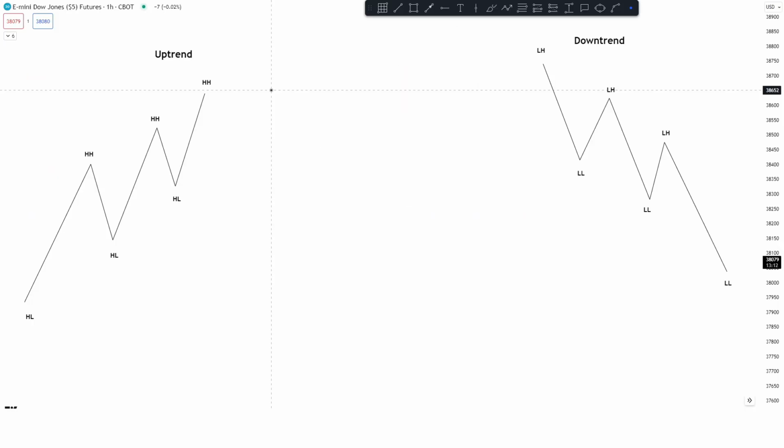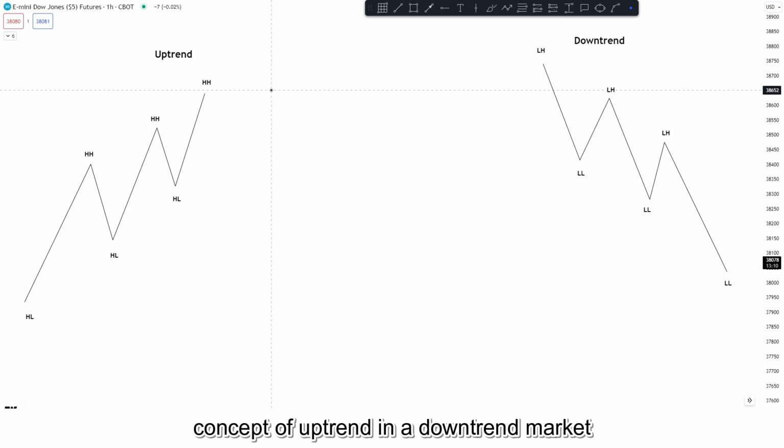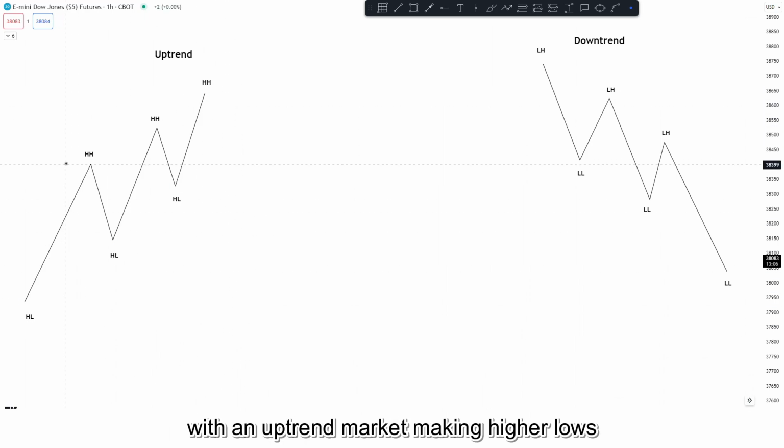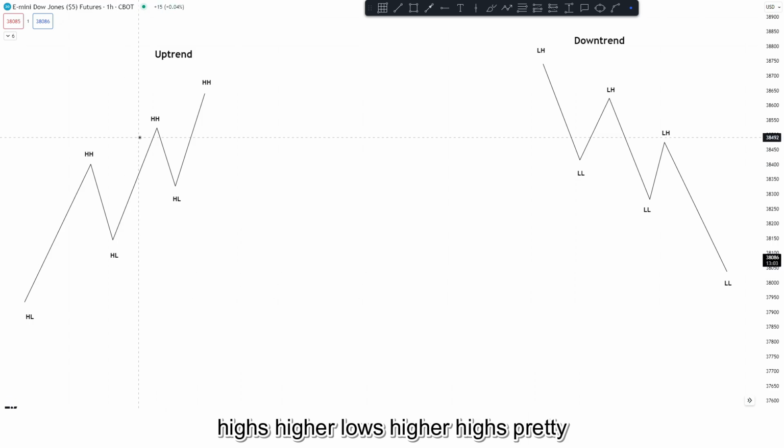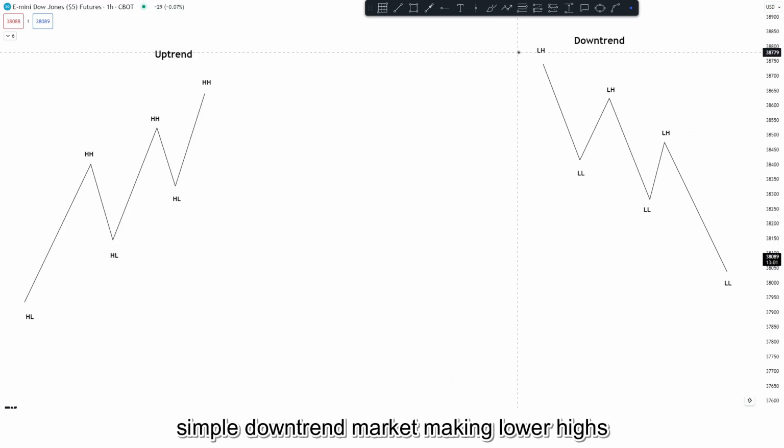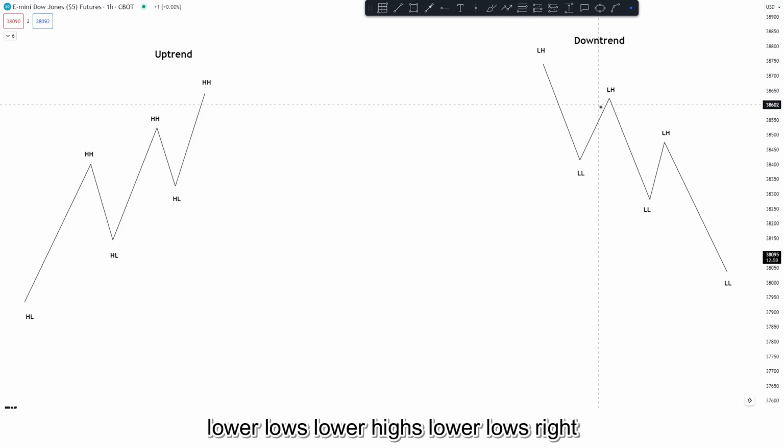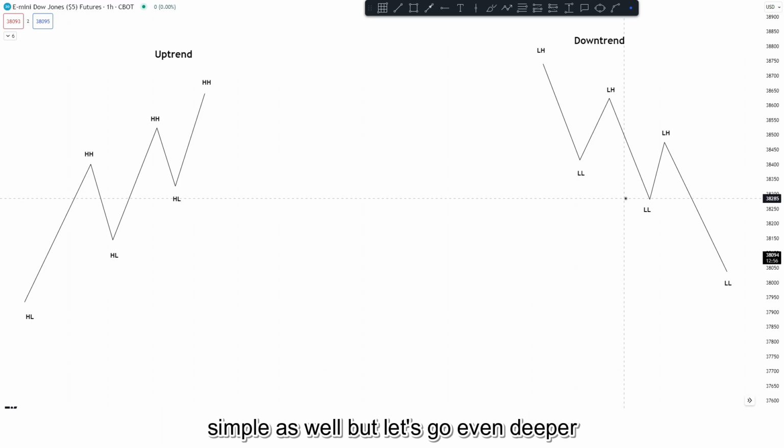So we all understand the concept of an uptrend and a downtrend market, with an uptrend market making higher lows, higher highs, higher lows, higher highs. Pretty simple. Downtrend market making lower highs, lower lows, lower highs, lower lows, right? Simple as well. But let's go even deeper. Inside of this uptrend and downtrend, it's comprised of these three metrics.